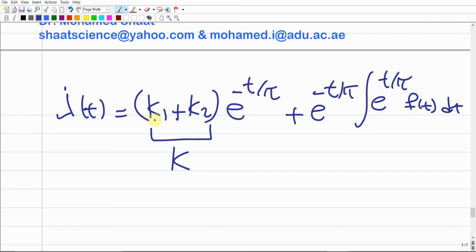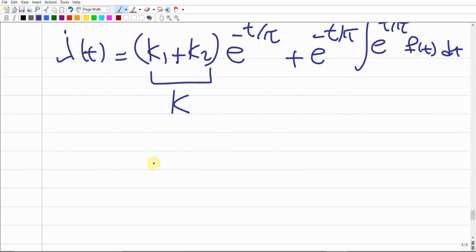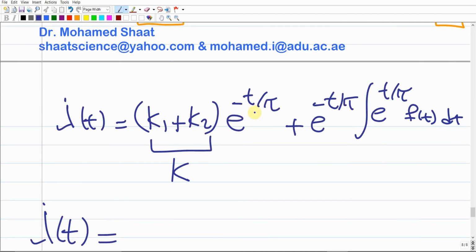Another constant, because these are just two numbers like 2 plus 5, and we don't know their values yet, and we don't care how much is exactly K1, how much is exactly K2. I can combine both of them in just any one constant. So it means that we're going to end up at the end with this expression of the total current, that it's going to be even this e to the power negative t over tau.